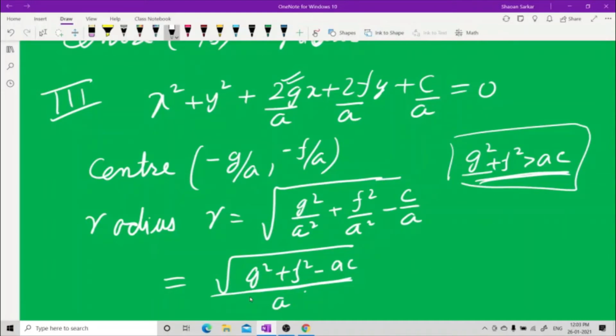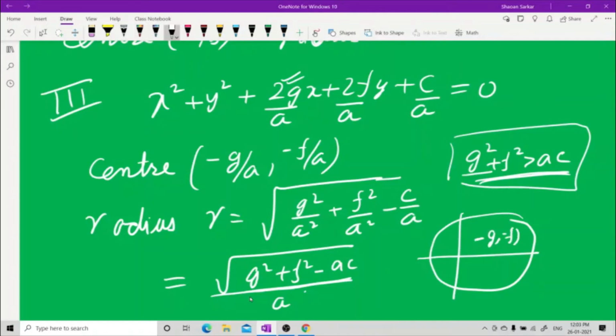Now, the diagram of the circle is somewhat like this. This is the center point, minus g, minus f. Don't think I've drawn it in the first quadrant. Let me make it big. See, I have written here minus g, minus f.